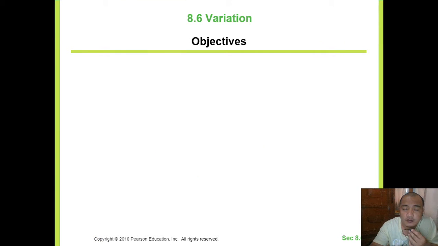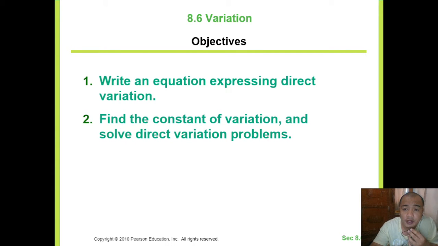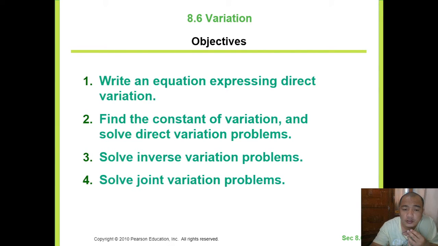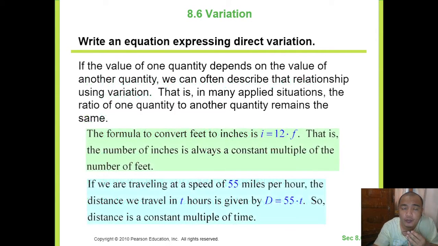So the objectives: write an equation expressing direct variation, find the constant of variation and solve direct variation problems, solve inverse variation problems, solve joint variation problems, and solve combined variation problems. So in this lesson, we will learn how to solve word problems involving the different types of variations.